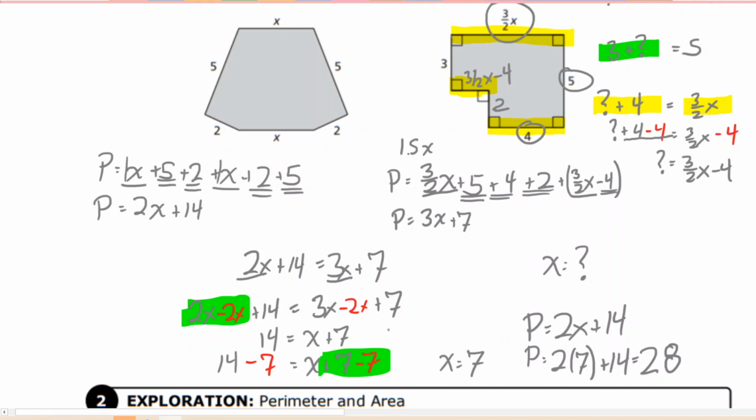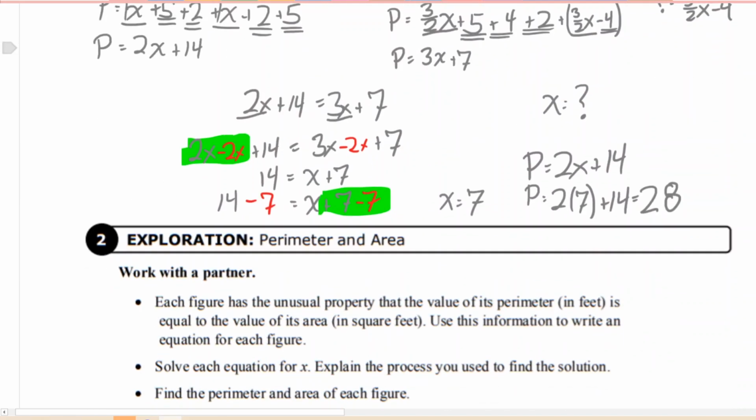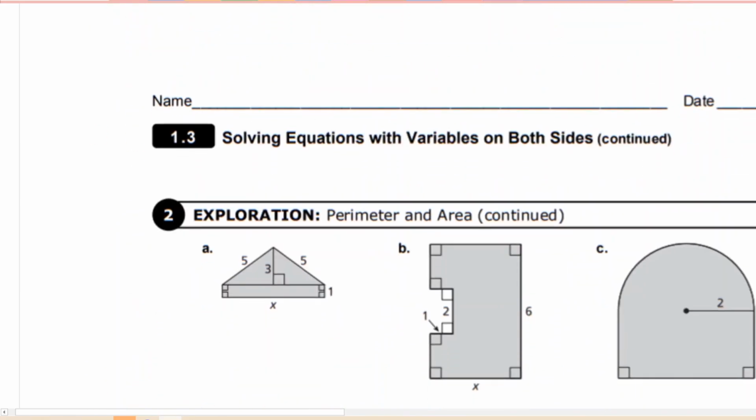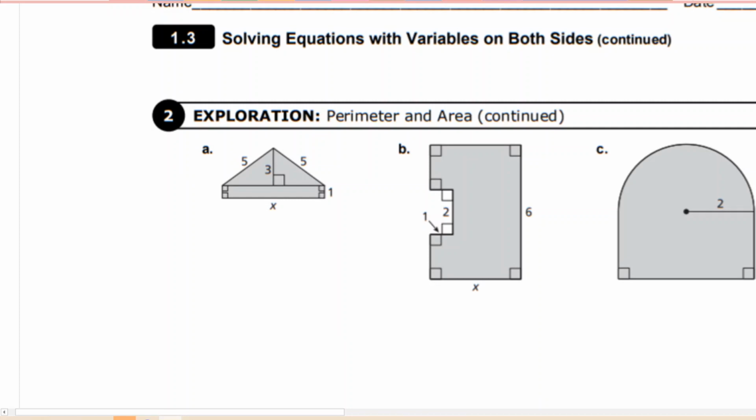Remember, the only big advance that we did here was seeing an equation with a variable on the left and the right. Everything else is going to be kind of the same. So here's another one where you're supposed to find the perimeter. So let's just do this one. Let's figure out the perimeter.